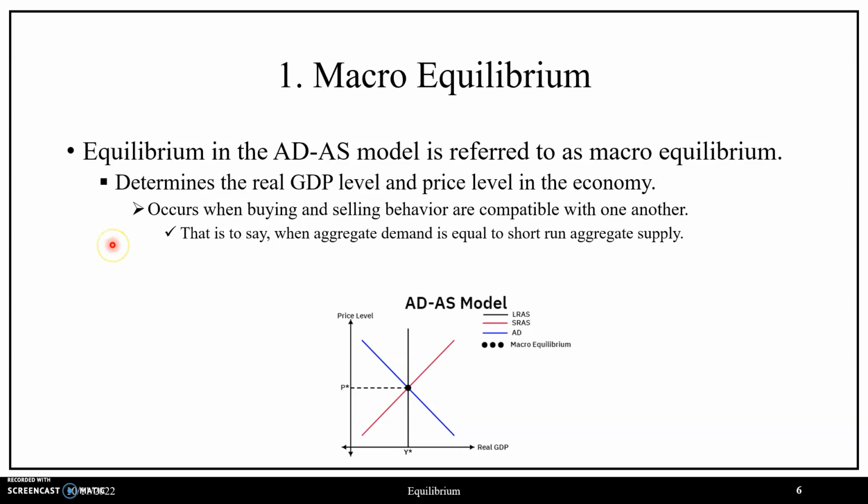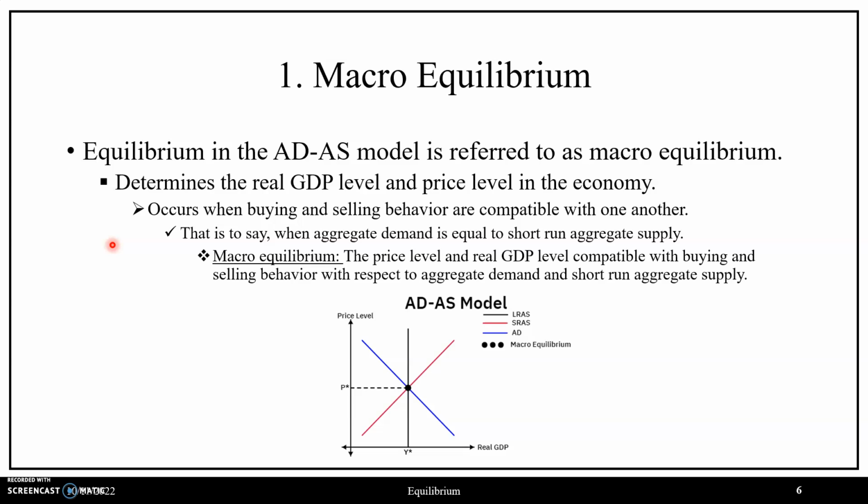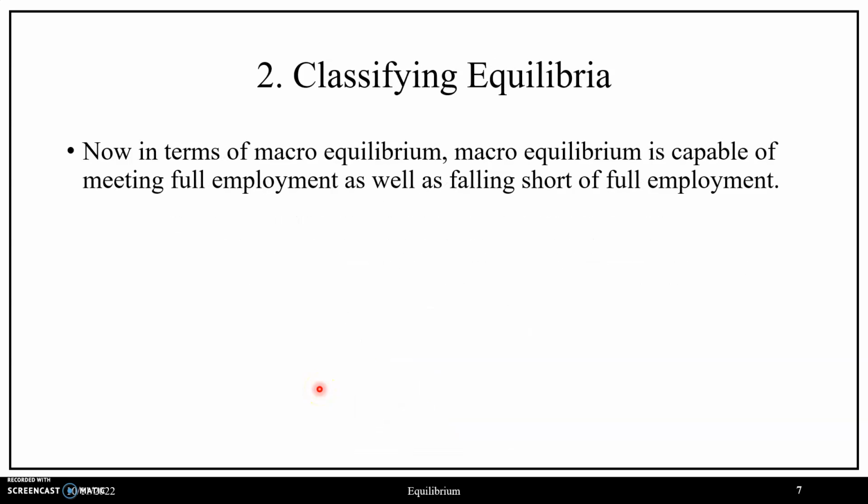That is to say that aggregate demand will equal short-run aggregate supply. To define macroequilibrium then, it is the price level and real GDP level compatible with buying and selling behavior with respect to aggregate demand and short-run aggregate supply. Graphically, this means looking at the intersection of aggregate demand and short-run aggregate supply, which in this model occurs at the real GDP level Y star and at the price level P star.